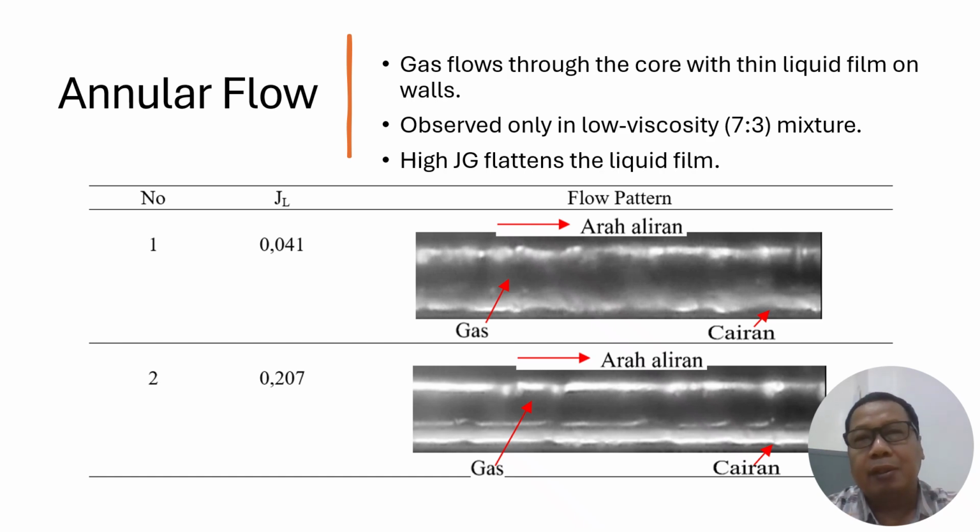Ladies and gentlemen, annular flow was observed only in the 7:3 mixture. Here, gas flows through the center of the pipe, with a thin film of liquid along the walls. At higher gas velocities, the liquid film was further flattened, indicating stronger gas dominance. The 2:3 mixture, being more viscous, did not exhibit this pattern.